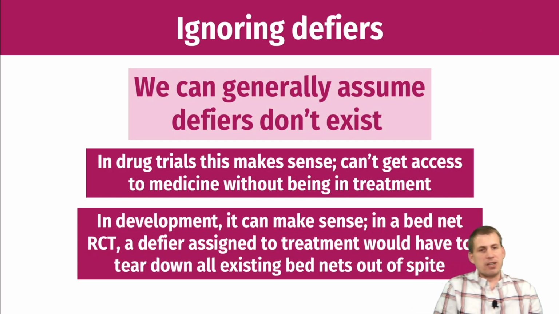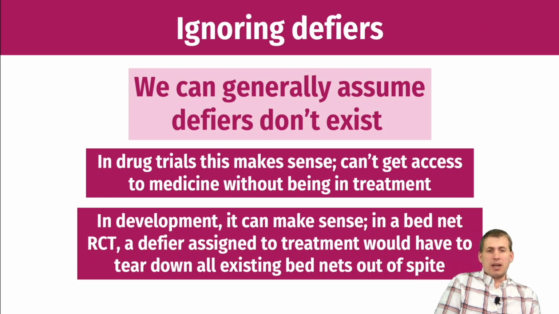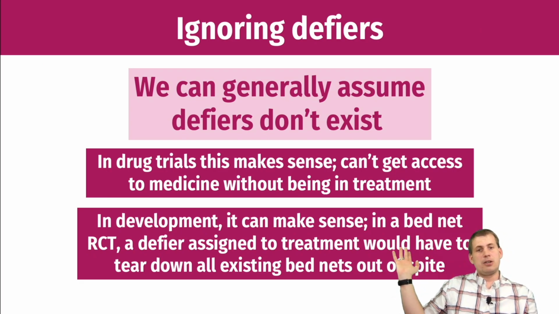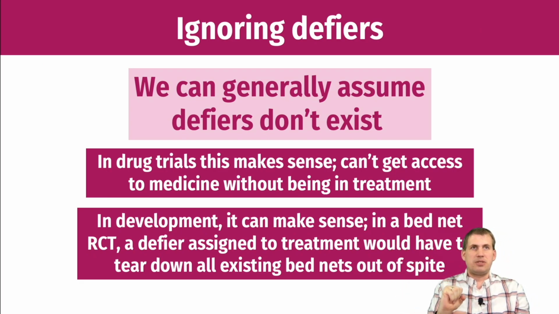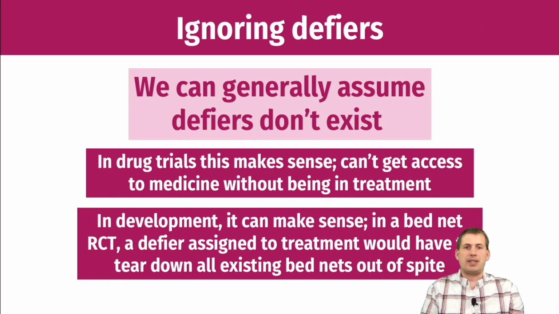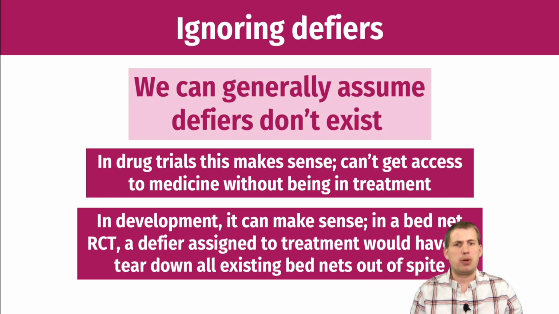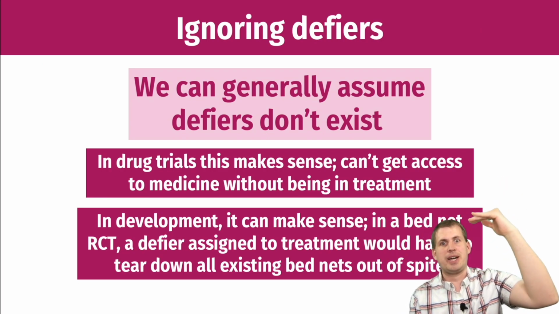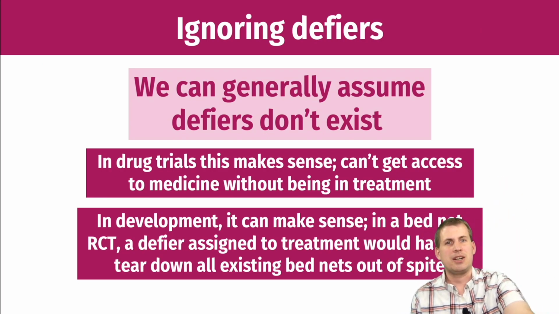In development contexts, it's similar. If you had a randomized control trial for bed nets, a defier who was assigned to treatment would have to tear down all of their mosquito protection in their house out of spite. And that's how they would defy the assignment to treatment, which again, that's weird. That probably doesn't happen in real life. And so we can ignore defiers because the situations where you would defy being assigned to treatment and control are kind of illogical and odd.